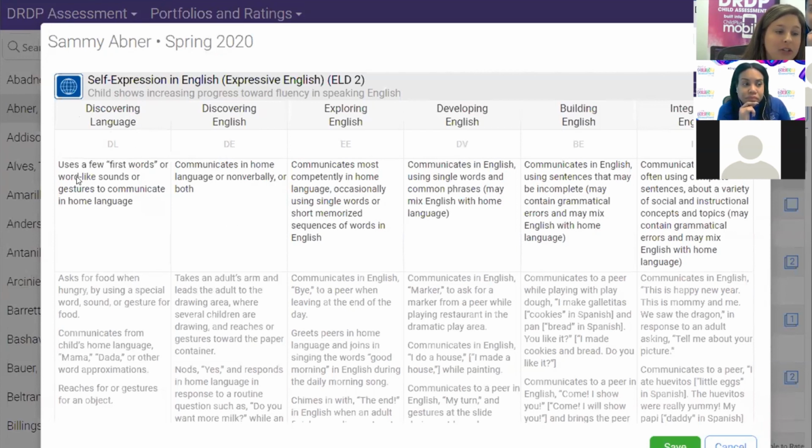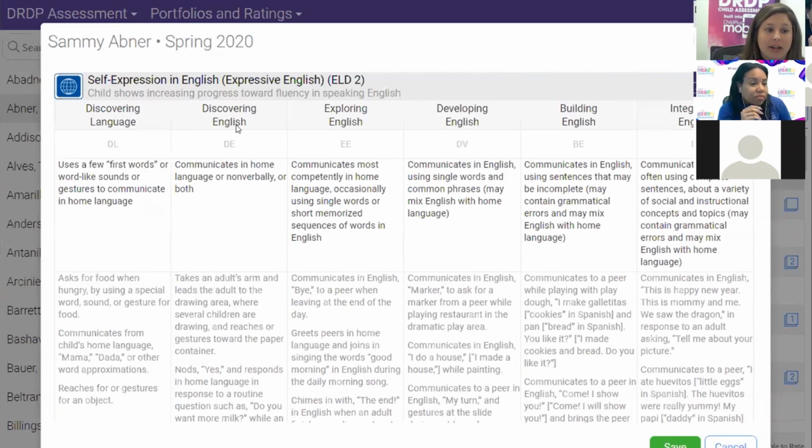So for discovering language, we have uses a few words or word-like sounds to gesture to communicate in home language. It builds all the way up to communicate in English using complete sentences about a variety of social and instructional concepts and topics. So we know that Sammy is talking with his peers, and we also know that Sammy is naming items that she's playing with the cashier. So let's go through here. It says uses a few first words or word-like sounds in home language. We know Sammy's home language is not English, but Sammy is actually using some English words. So we've mastered discovering language.